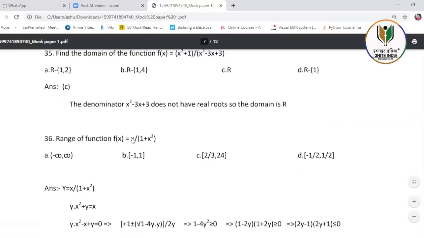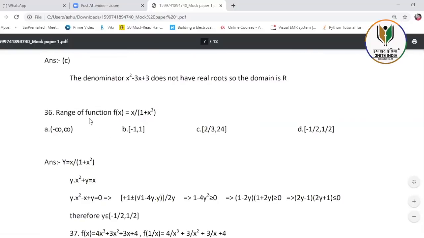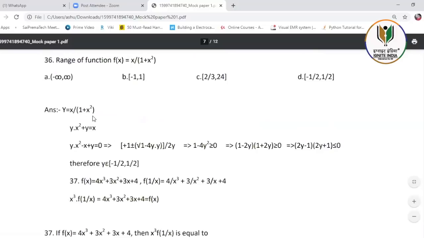The range of function x by 1 plus x square is what? Now what you have to do is put f(x) equal to y. Convert everything into y. It will give you a quadratic equation: y x square minus x plus y is equal to 0, where y is a constant and x is the variable.